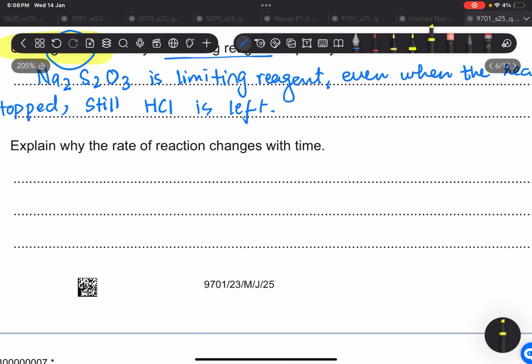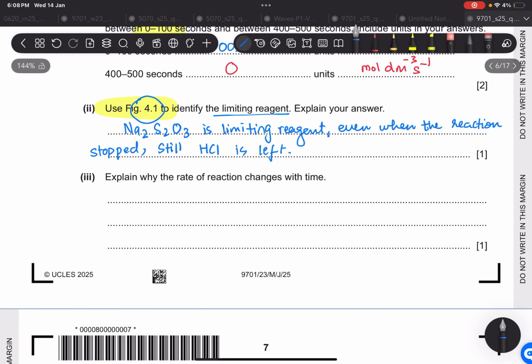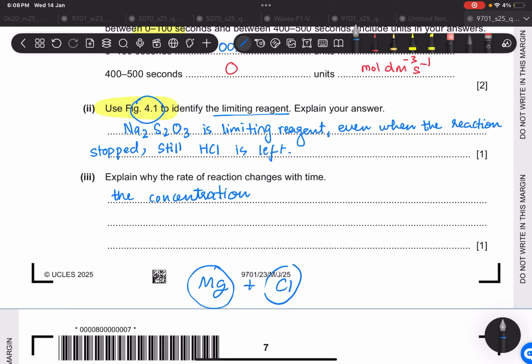So I'm going to write that the concentration of the reactants HCl and Na2S2O3 is decreasing, so the frequency of effective collision is decreasing. Always remember this: over here it's a complex reaction, but even with a simple reaction like magnesium and chlorine, after some time this reaction is going to slow down. Why? Because the concentration of the reactant is going to decrease. If you take a block of magnesium, after some time, half of this block will be used up.